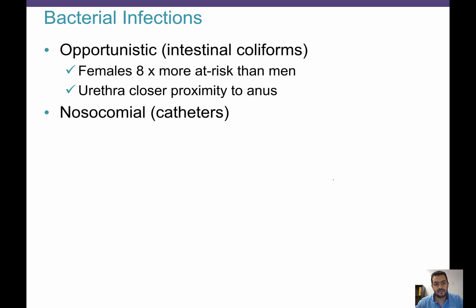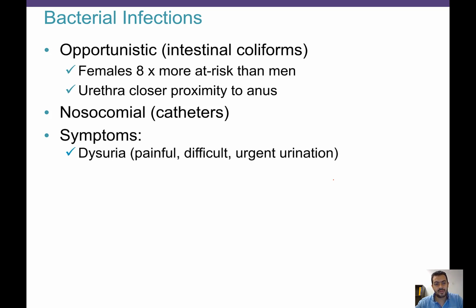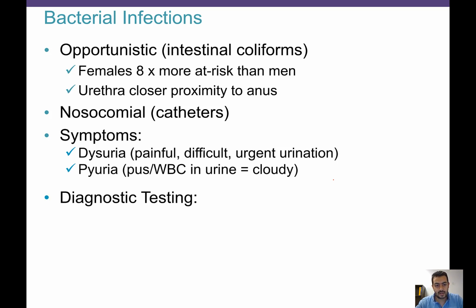So this is the first reason. The second reason is that it may result from nosocomial infection, so hospital-related infections. Usually individuals with urinary catheters develop urinary tract infection, bacterial infection. So what are the symptoms? It will be dysuria, meaning painful, difficult, and urgent urination. Another symptom is pyuria, meaning that we have pus and white blood cells in the urine, making it cloudy.